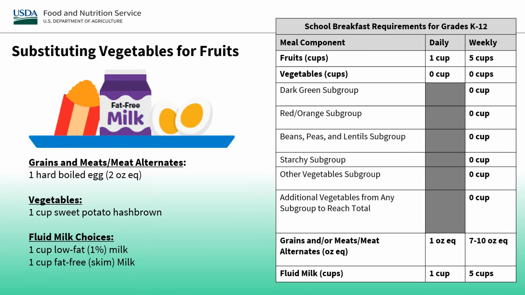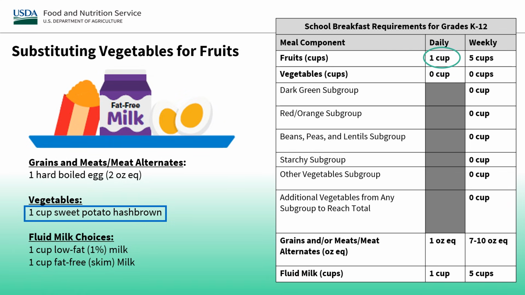Here's an example of a breakfast menu from ABC School District that substitutes vegetables for fruit. The district offers 1 hard-boiled egg, 1 cup sweet potato hash brown, and 1 cup of milk option. The hash brown substitutes the entire fruits component, providing 1 cup of vegetables.